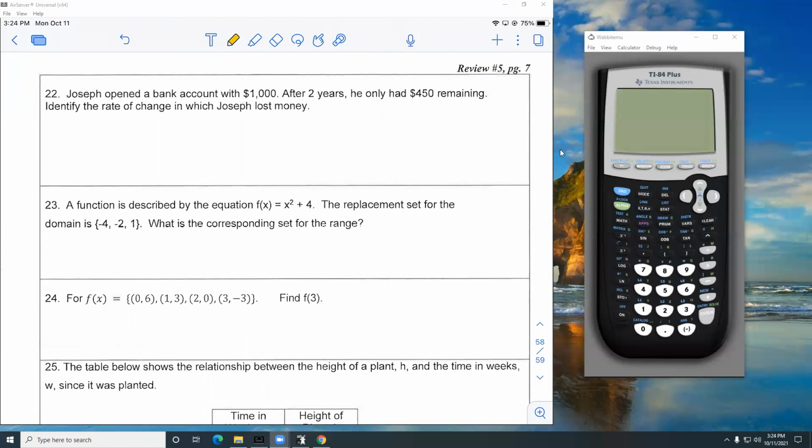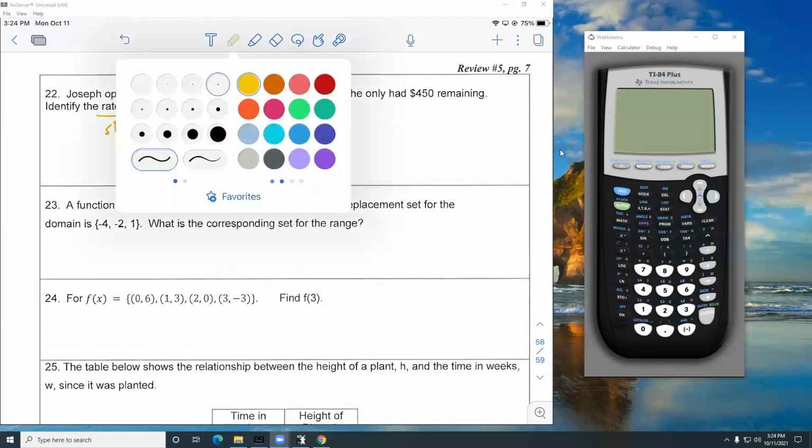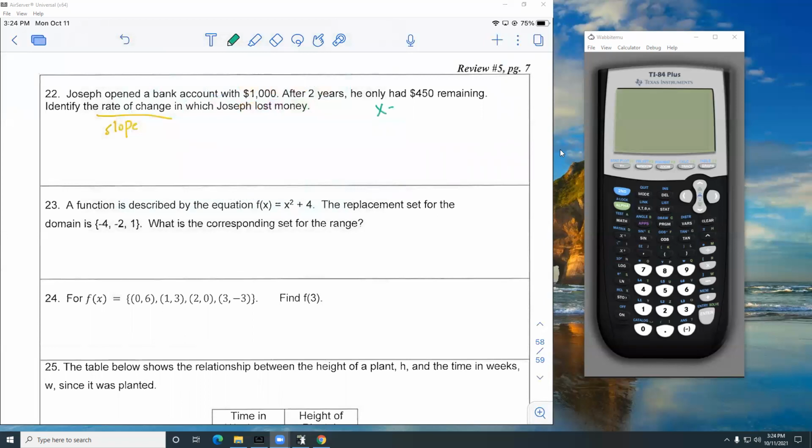So here's what I'm going to do. They want me to identify the rate of change, so that means I want to find the slope, right? In this case, I'm going to say that X is my time and Y is my money. I'm going to set this up as 2 points so that I can put it in stat edit and make my life a lot easier. After 0 years, at the very beginning, Joseph had $1,000. And then after 2 years, Joseph only had $450.